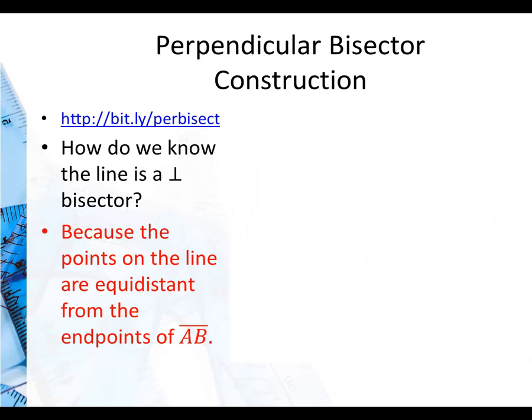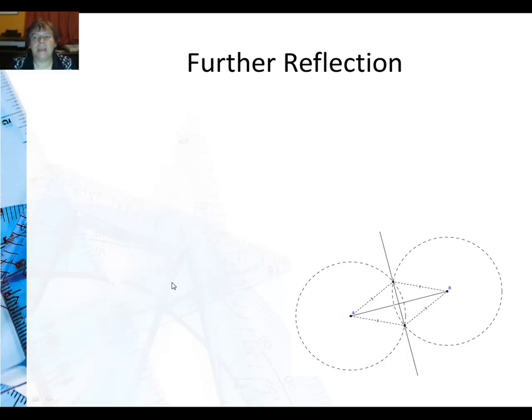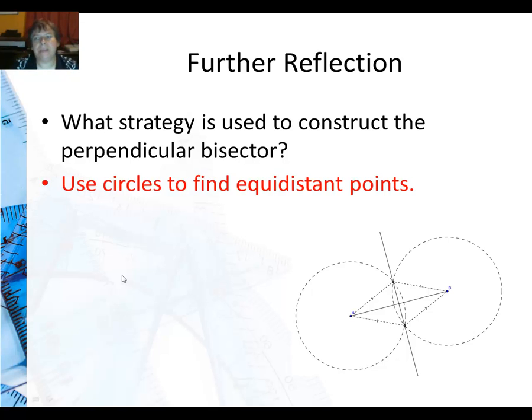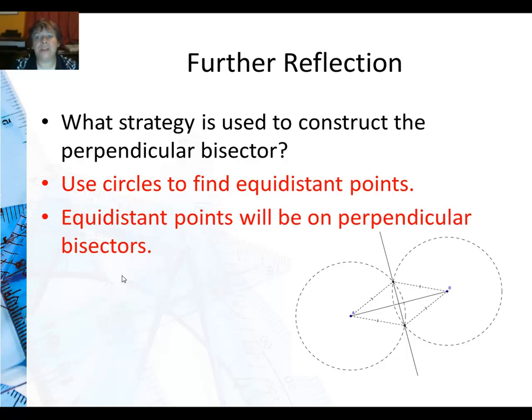So we know that a line is a perpendicular bisector because the points on the line are equidistant from the endpoints of the segment A. So for further reflection, what strategy is used to construct the perpendicular bisector? And we basically use circles to find equidistant points. And we know that those equidistant points will be on the perpendicular bisector. So wherever they intersect, that's how we construct it.